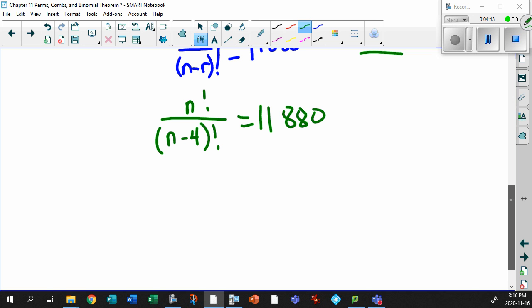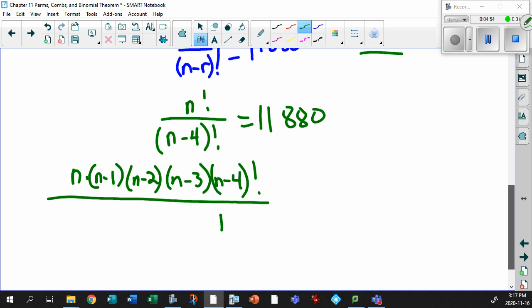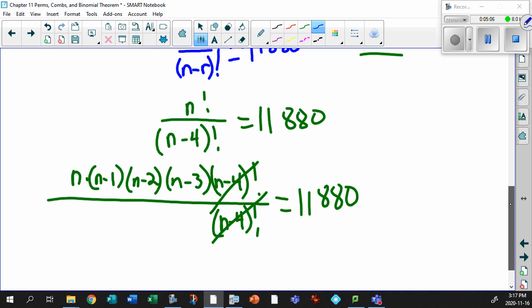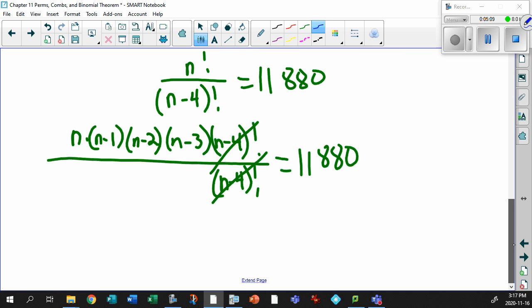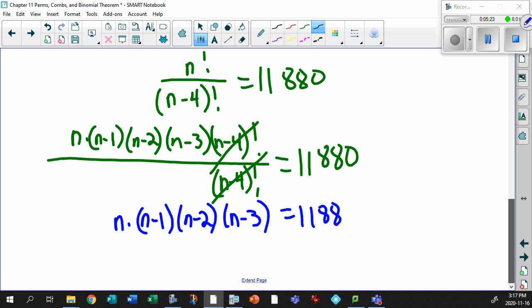n factorial is going to be n times n minus 1, times n minus 2, times n minus 3, times n minus 4 factorial, right? Why did I stop there? Because my denominator is n minus 4 factorial, and I know everything from that point on is going to cancel. This gives you 11,880, right? Now, this becomes either a guess and check option or some other option. All right, so what do we have? We got n times n minus 1 times n minus 2 times n minus 3. So all we're doing is whatever we choose for n, we're decreasing it by 1, 2, and 3 until we get to this number, right?